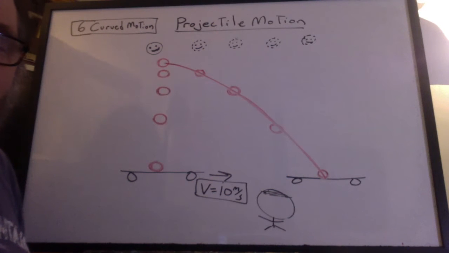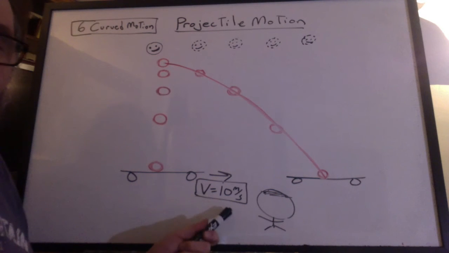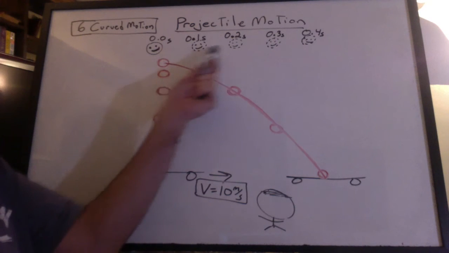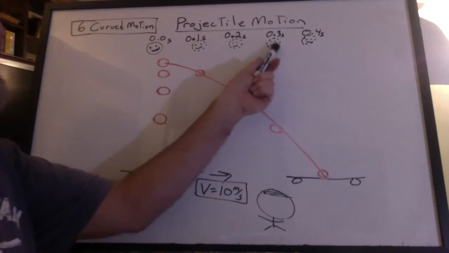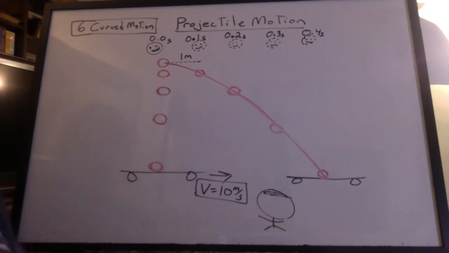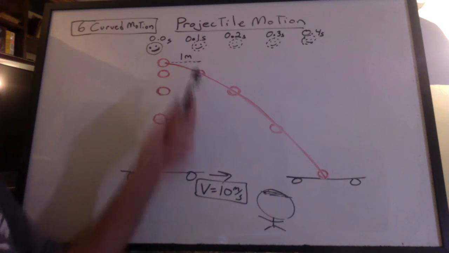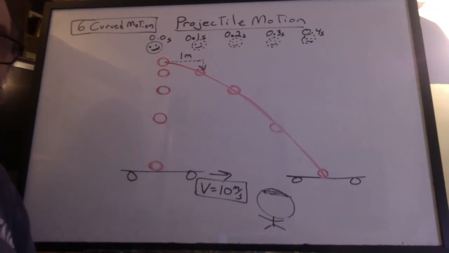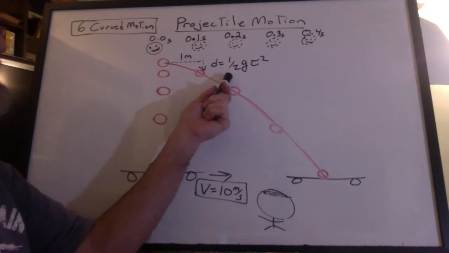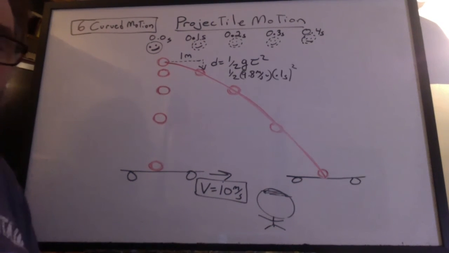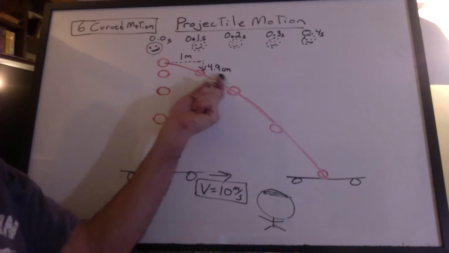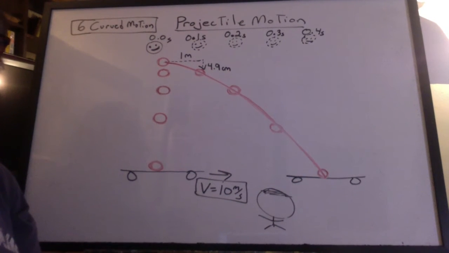Let's see how this works with a little math. Let's say the bus is moving at 10 meters a second. And here are the times for each interval, 0.1, 0.2, 0.3, 0.4 seconds. The bus moves 1 meter in the first interval. How far would the ball fall? Just use distance equals 1/2 gt squared. We're using 0.1 seconds. That's 4.9 centimeters of drop.